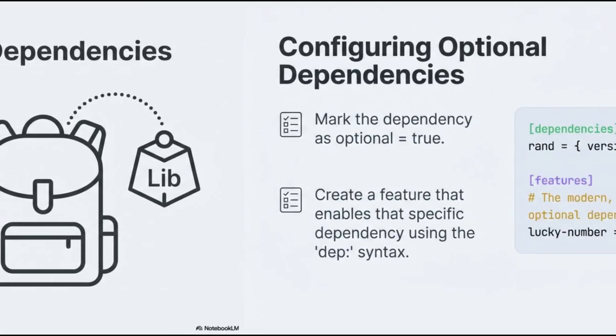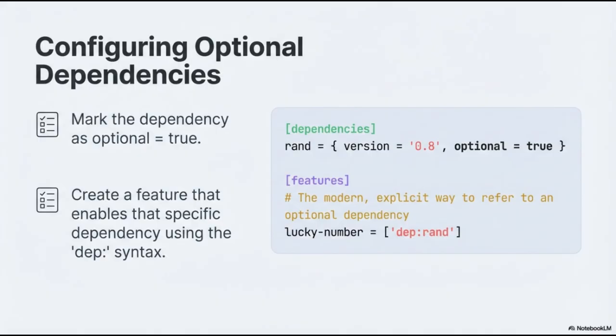Configuring optional dependencies involves two primary steps. First, mark the dependency as optional within your Dependencies section by setting optional equals true. In the example provided, the rand crate is defined with this attribute. The second step is to create a specific feature that enables this dependency using the dep syntax within the Features section. For instance, defining lucky_number with the value dep:rand represents the modern and explicit way to refer to optional dependencies. This ensures that the crate is only included when the corresponding feature is activated during the build process.